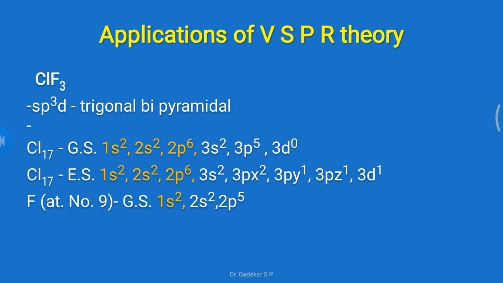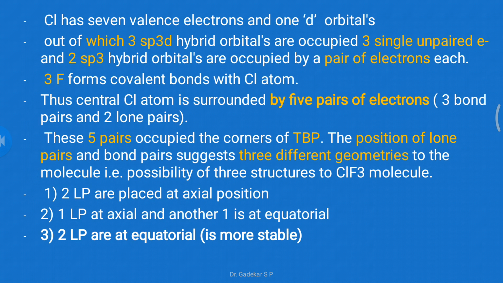Here, py interacts with one fluorine to form the first Cl-F bond, the second fluorine interacts with pz to form the second Cl-F bond, and the third fluorine interacts with 3d1 to form the third Cl-F bond. So 3 fluorine atoms are covalently bonded with the chlorine atom. Thus the central chlorine atom is surrounded by 5 pairs of electrons, that is 3 bond pairs and 2 lone pairs.